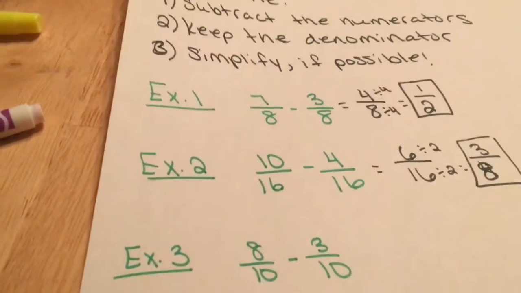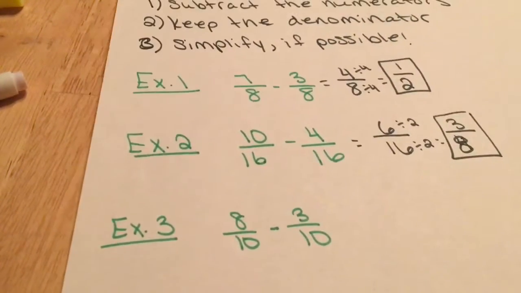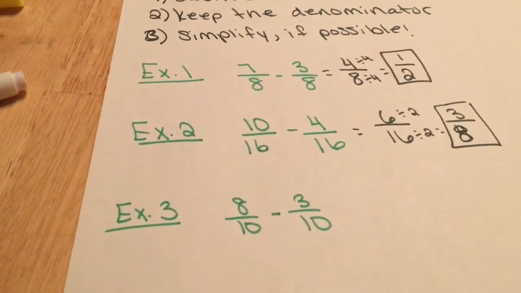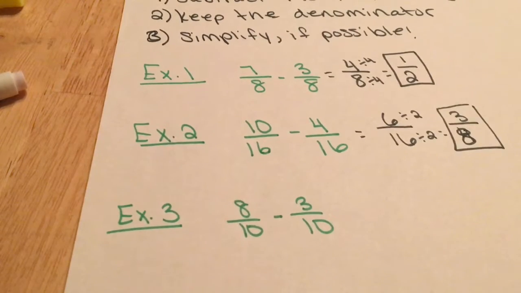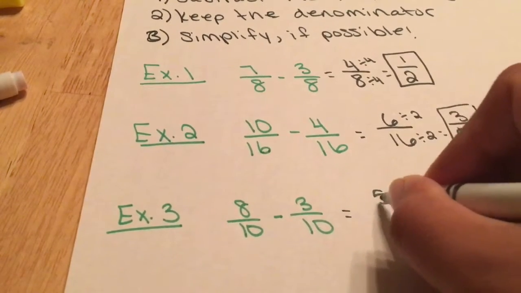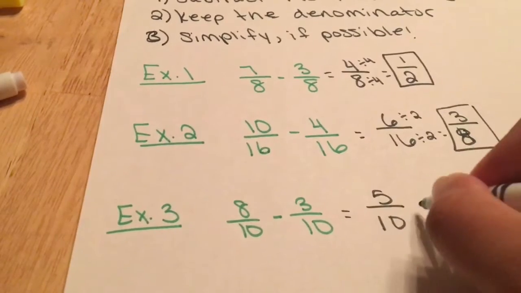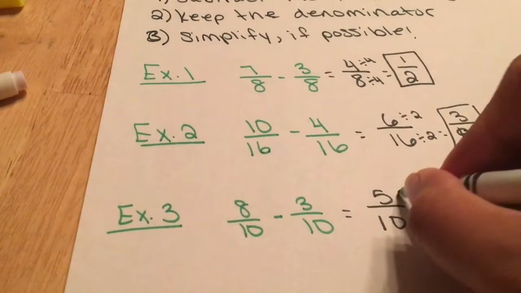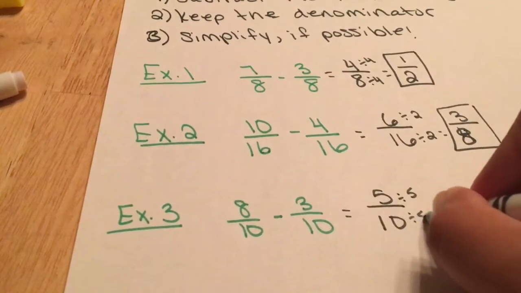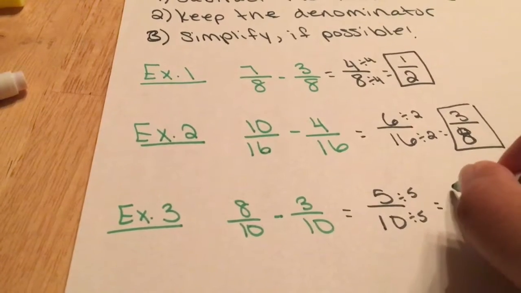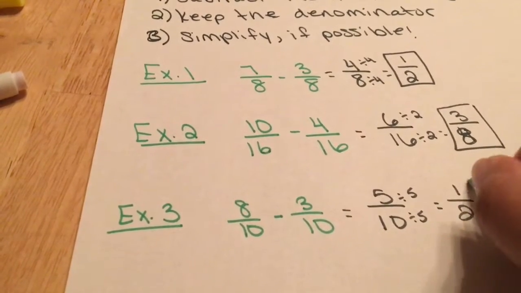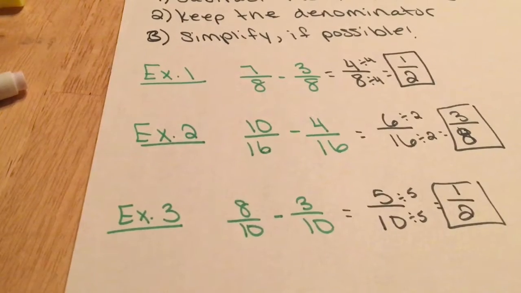And our last example with like denominators is going to be 8/10 minus 3/10. Again, we're going to go ahead with that first step, subtracting our numerators. So I have 5, keeping that denominator is 10. And because we do need to simplify here, I can divide both my numerator and denominator by 5, and I end up with 1/2 as my simplified fraction.